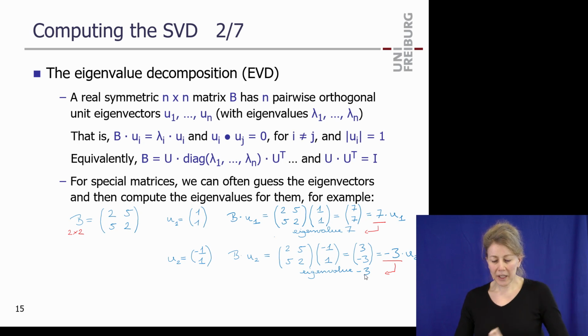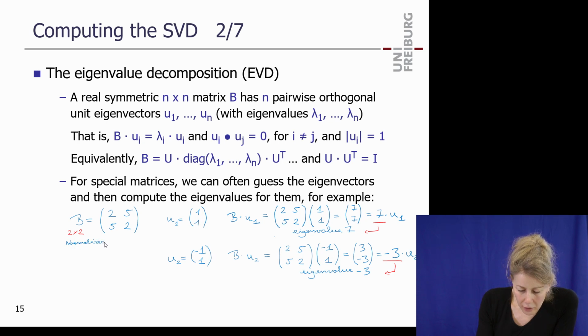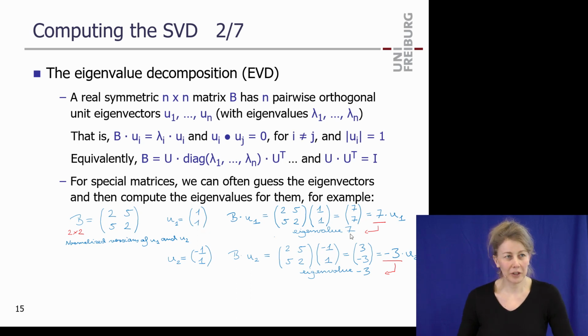Oh, and actually, okay, let's normalize the normalized versions of u1 and u2. What should be obvious is if I take a multiple of this, I multiply with any constants, it's still an eigenvector, right? Because everything is linear. If I take 2, 2, I would get 14, 14 here.